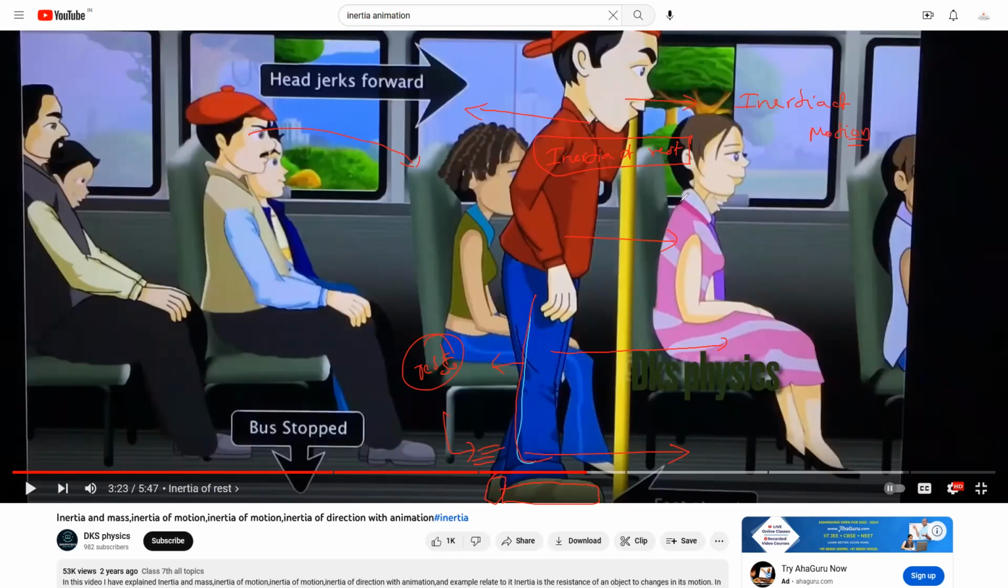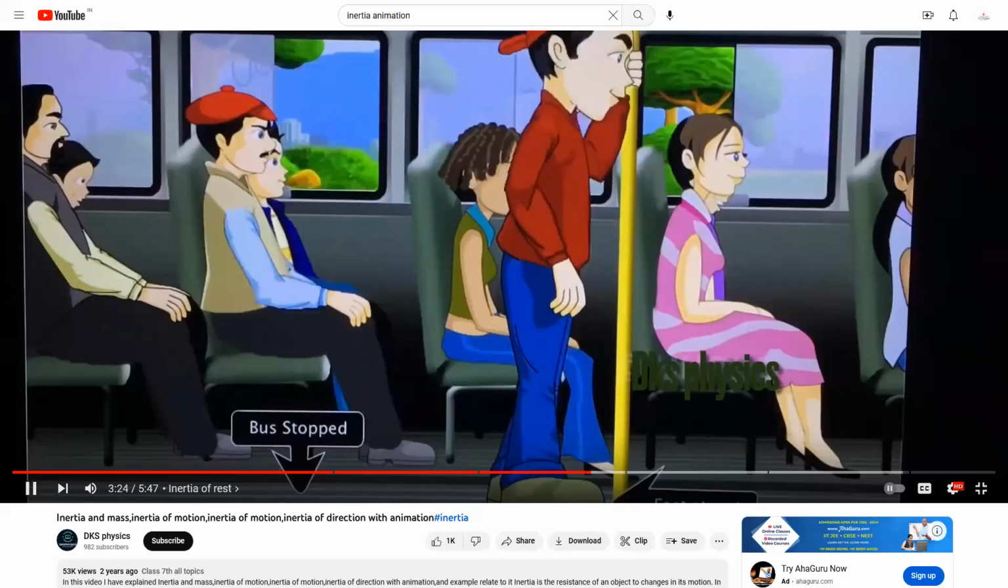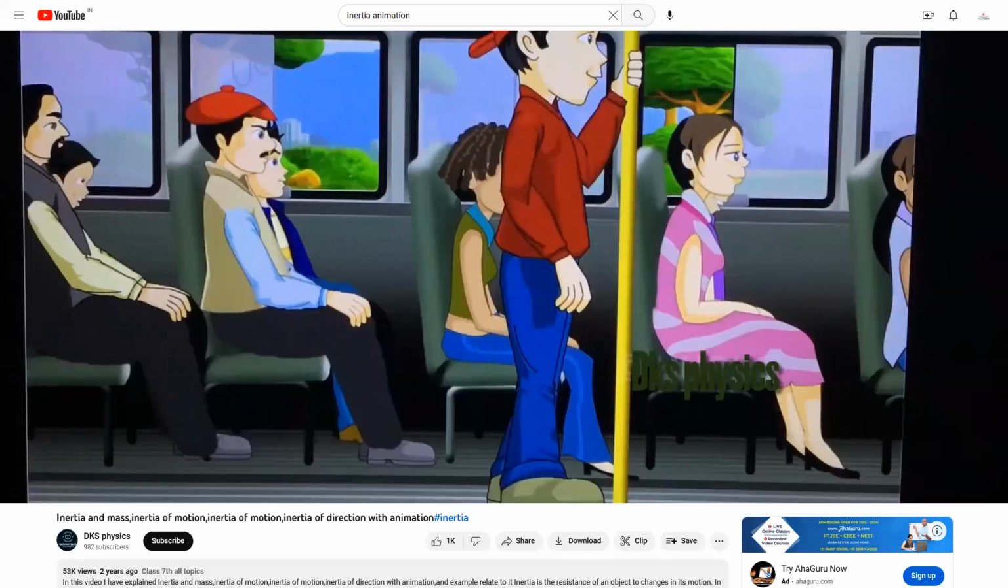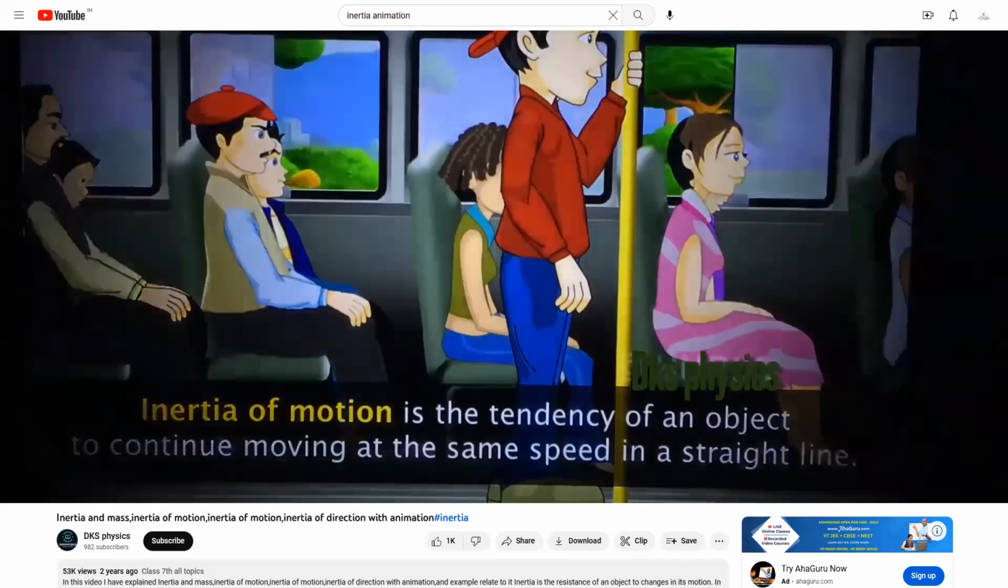So this is what we used to call inertia of rest and inertia of motion. I'll give you the example. Now inertia of direction is there, so let us understand that. Once I stop share, you can see everybody. Inertia of direction. In the video, the bus is moving. Inertia of motion is the tendency of an object to continue moving at the same speed in a straight line.